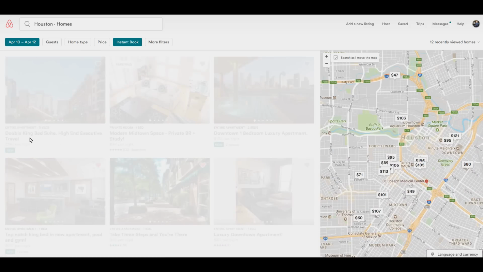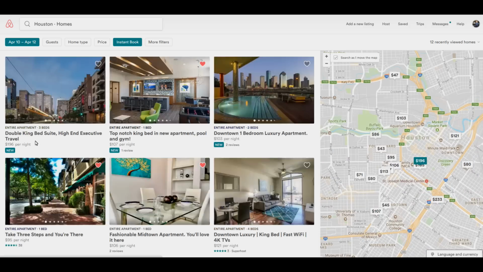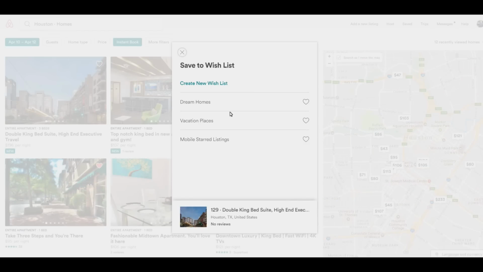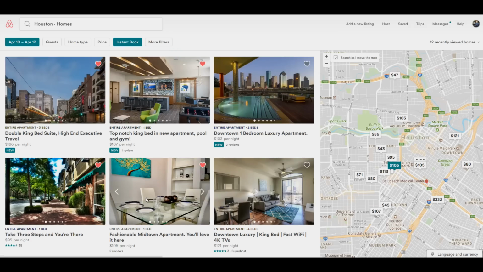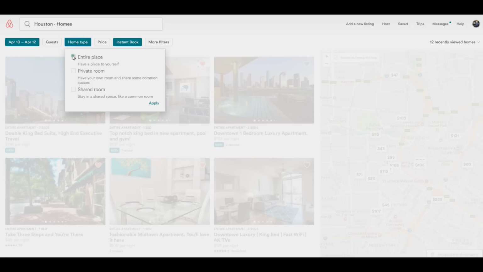Hey, here's one of my properties right there. There you go. That's me. That's me, and that's me. So I've got 3. Oh, that's me too. Oh, let me add this one to my wish list. So add your own properties to your wish list, guys, because it actually helps with your SEO. And if somebody wants to see all of your properties, you just share with them your wish list. It makes it easy. So home type, you're going to want entire place if that's how you roll.